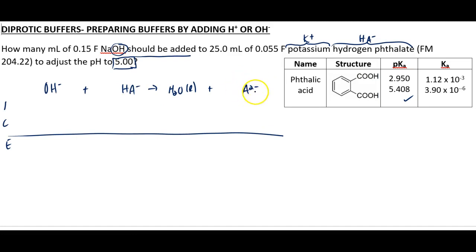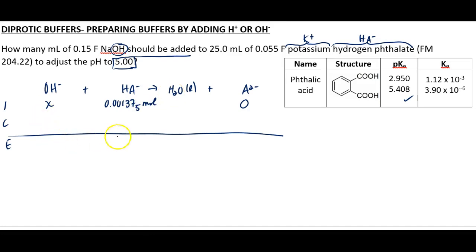Well, if A-2 is missing, that would be 0 for the initial. How many moles of OH do we have initially? We don't know. That's what we're trying to find out. And I think the moles of HA- we can figure out because we're given volume and concentration. I got 0.001375 moles of HA- initially.